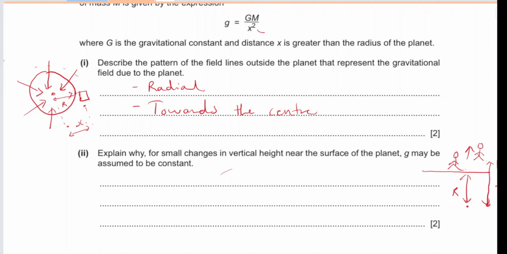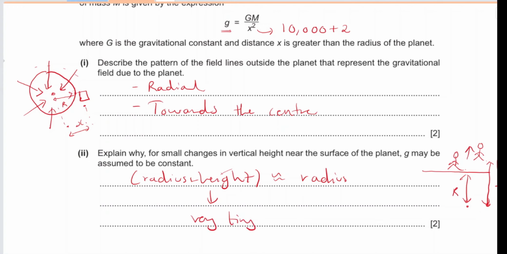It's like saying that if the radius of the earth is, let's say, 10,000, and you jumped just 1 or 2 meters, then adding 1 or 2 will not make an effect to this value of g, right? So what you can say is that the radius plus height is approximately the same as the radius itself, because the height is very tiny compared to the radius of the earth. Yeah, I hope that made sense.